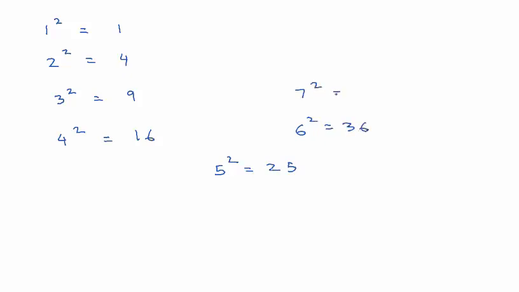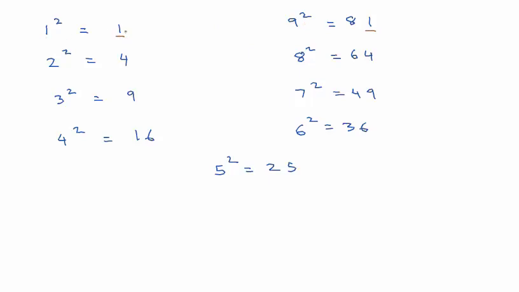So we have 1 square as 1, 2 square as 4, right? 3 square as 9, 4 square, that's 4 times 4, is 16, 5 square is 25, 6 square is 36, 7 square is 49, 8 square is 8 times 8, that's 64, and 9 square is 9 times 9, that's 81. Did you notice that 1 square and 9 square both end with 1?